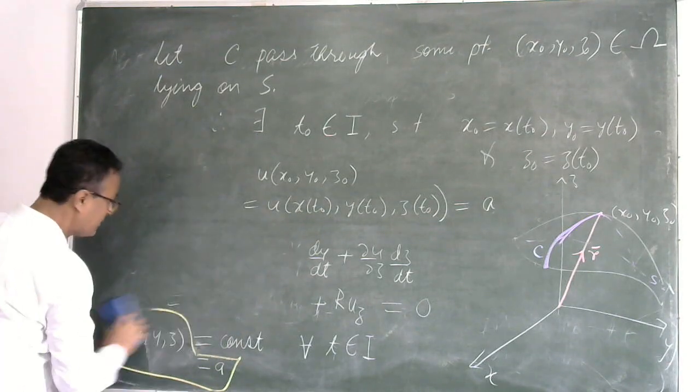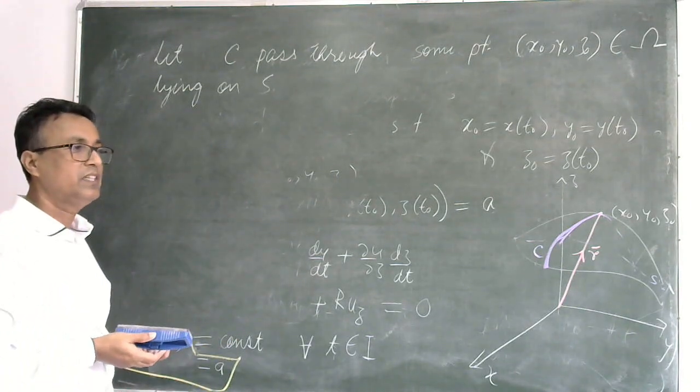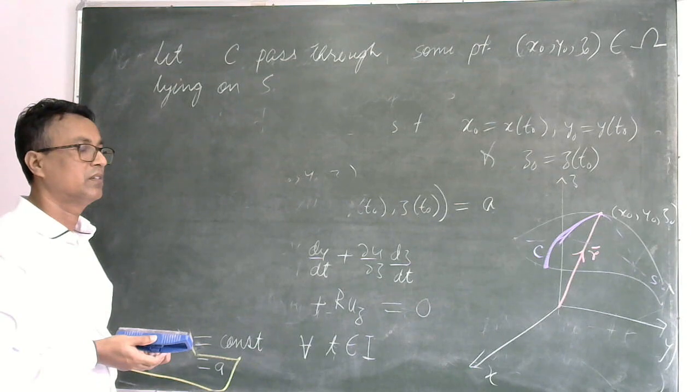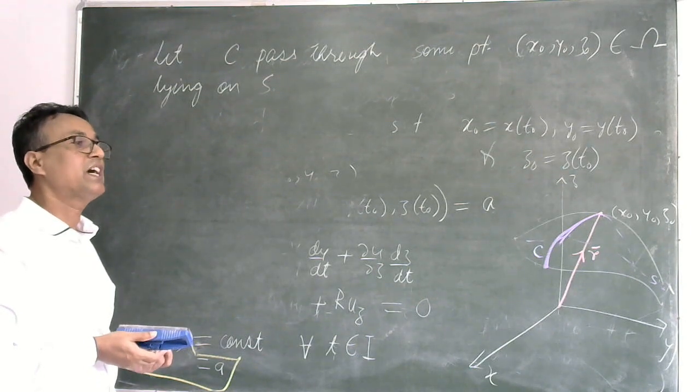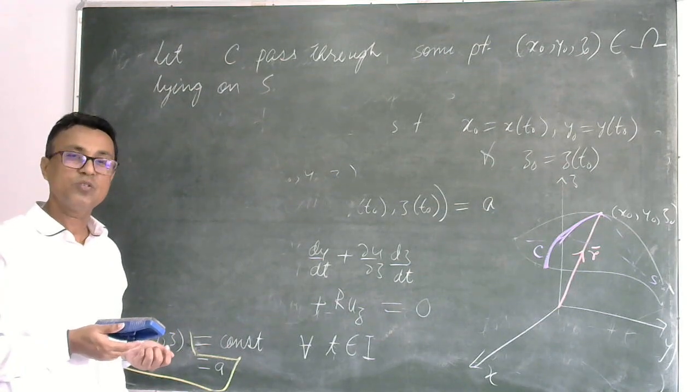The second part of the theorem. Initially, the curve was an integral curve corresponding to which vector field? V, because I have already told you that this corresponds to dx/P equal to dy/Q equal to dz/R.